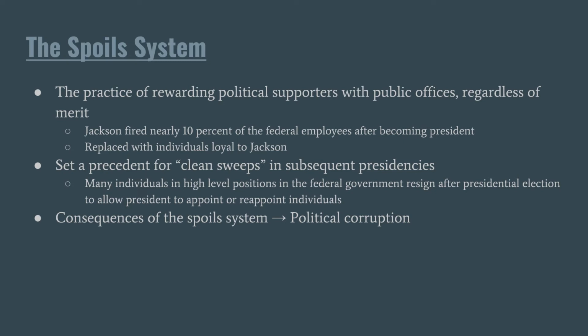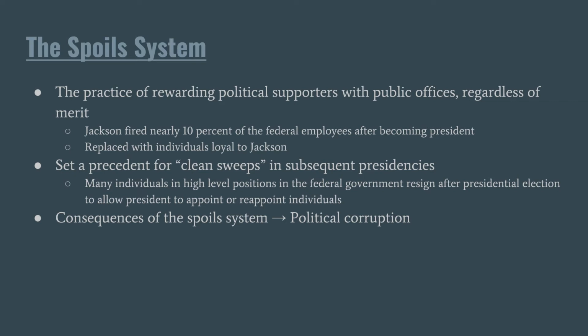Jackson fired nearly 10% of the federal employees after becoming president, and he replaces them with individuals that are loyal to him. And he sets this precedent for clean sweeps, where we see a lot of individuals in high-level positions in the federal government usually resign after a presidential election to allow the president to appoint somebody or maybe even reappoint them to positions, giving the president a clean slate to start out a new term, whether or not that president had been in power before.